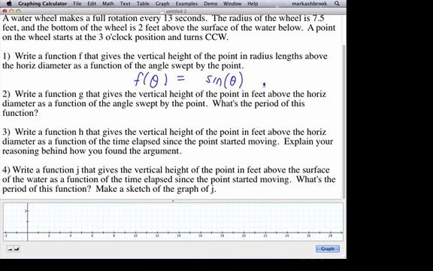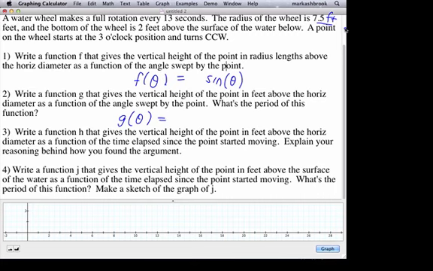So we're done. Okay? G, what's the input into G? Still theta. But what's the output now? What's different now? It's in feet instead of radius lengths. In feet instead of radius lengths.